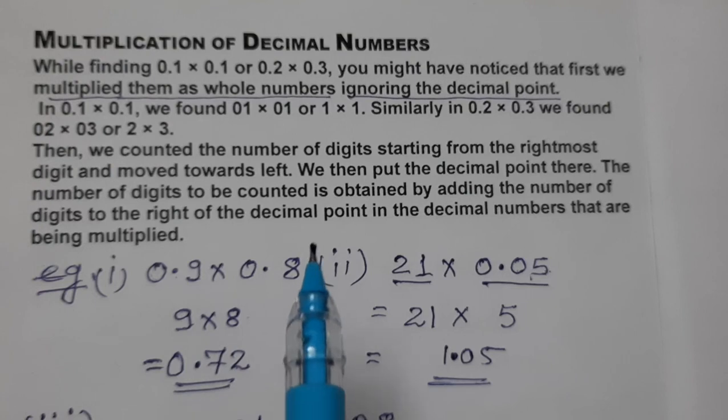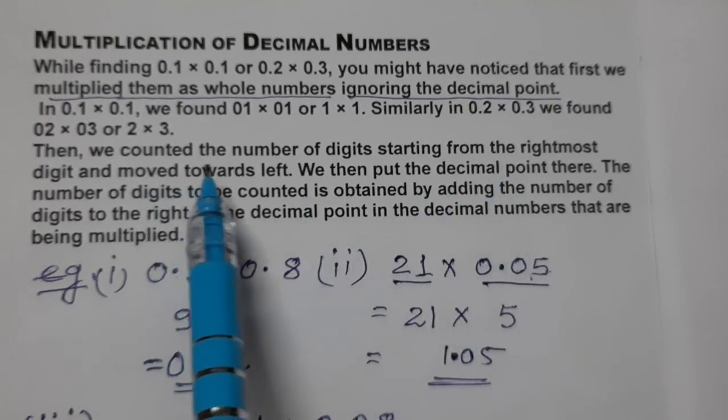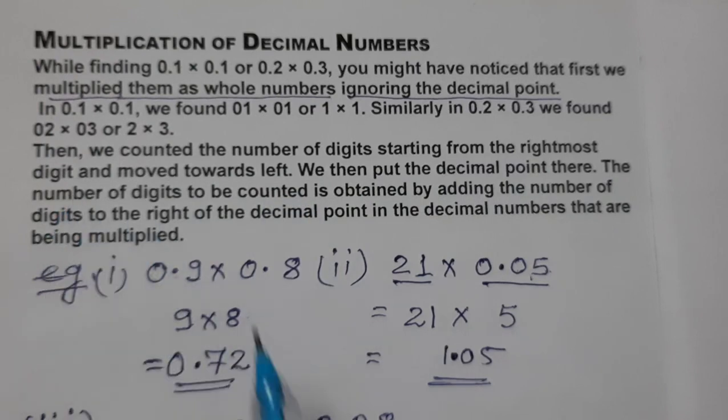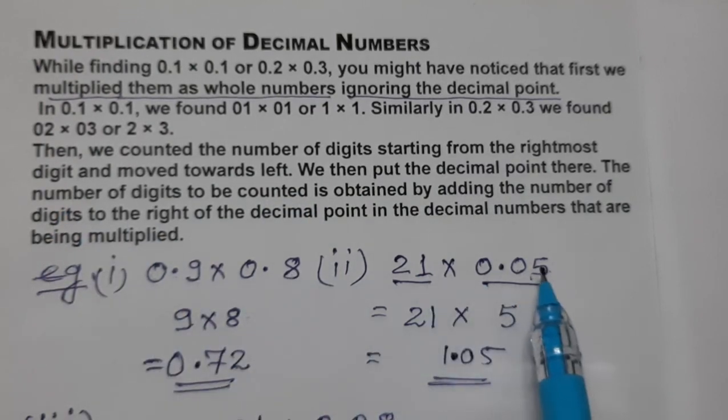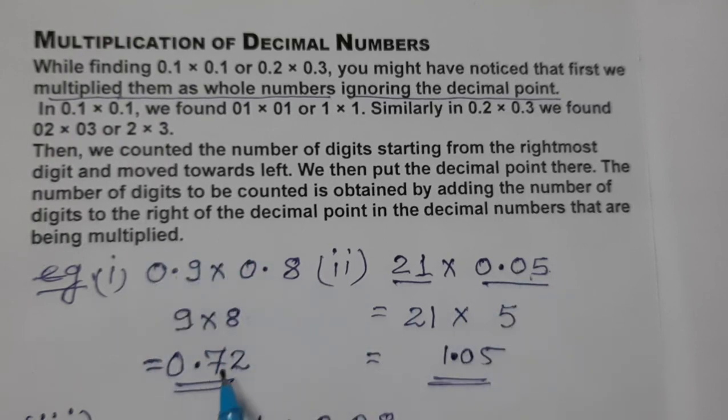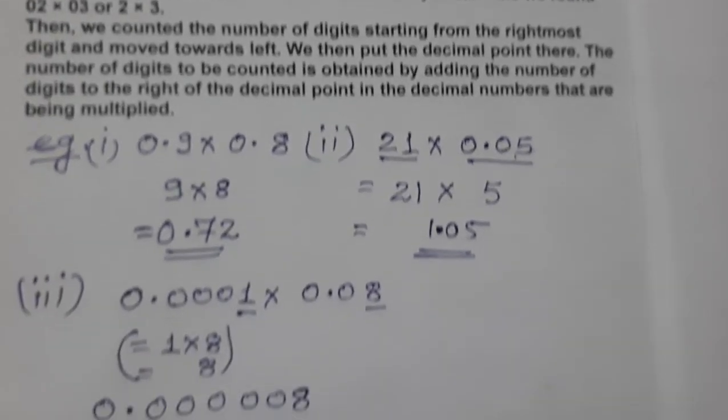We ignored the decimal point, and then we counted the number of digits starting from the rightmost digit. Then we have counted 1, here also 1, here 1, 2, like this. And then in the product, how many are counted? 1 plus 1, 2. So in the product, from the rightmost to the left, we have to put the decimal. So in the simple way we can do it. I hope you all understood these questions.